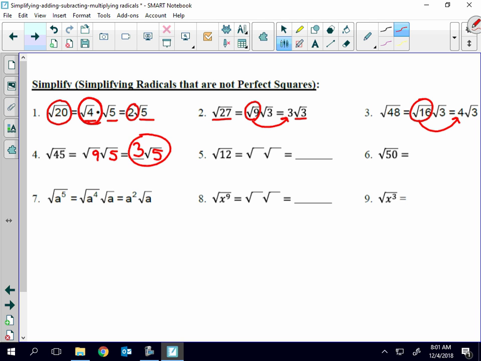The square root of 12, the biggest perfect square factor is 4, and we have a 3 left over. We can take the square root of 4, and we leave the radical 3. All right, 50. How about 25 and 2?